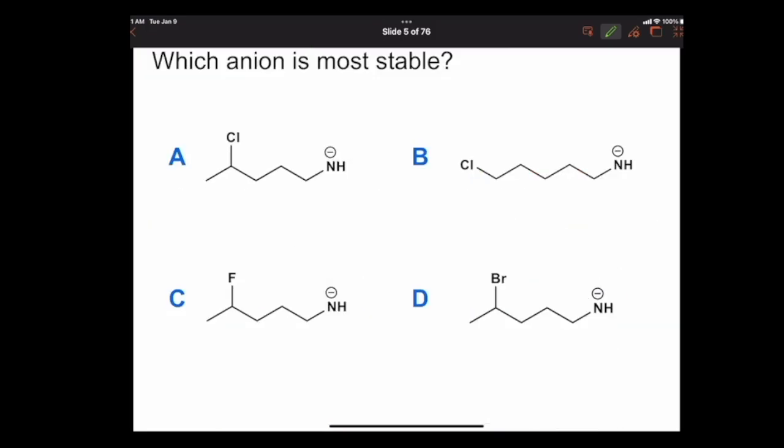Okay, so now that you know about induction, look at these four. Which do you think is most stable based on what we just discussed? So everybody all together. A, B, C, or D, it is C. Why do you think it's C?